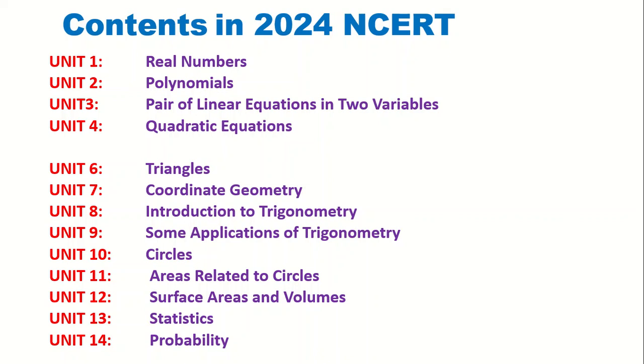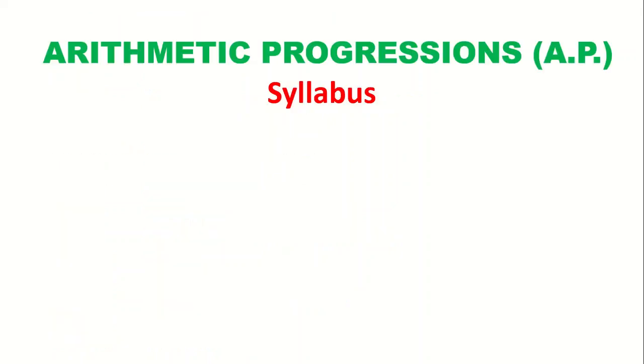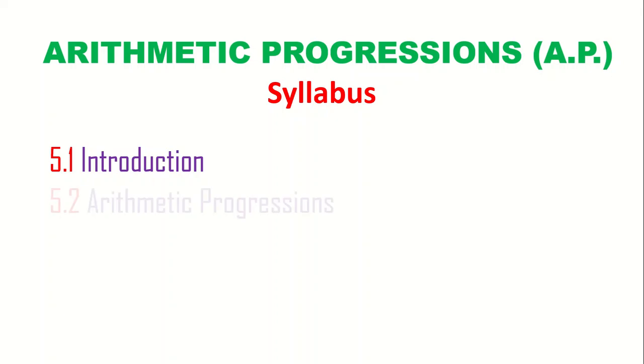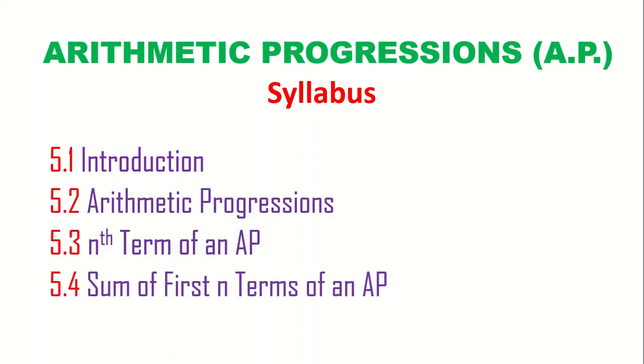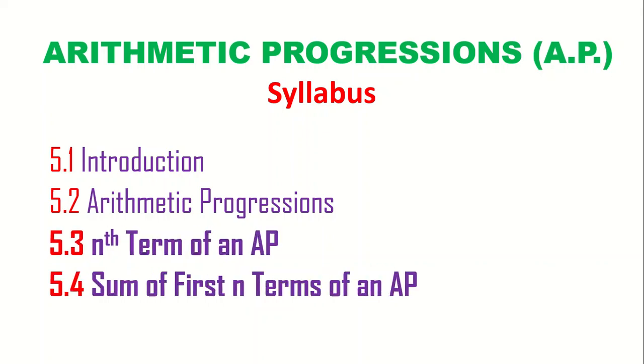So there were 14 topics or units or chapters in NCERT, starting with real numbers and ending with probability. In that, the 5th chapter is arithmetic progression, which we are going to get a good enlightenment about. Regarding the detailed syllabus, there were 4 different subtitles. In that we are going to cover the nth term of AP and the sum of first n terms of AP.